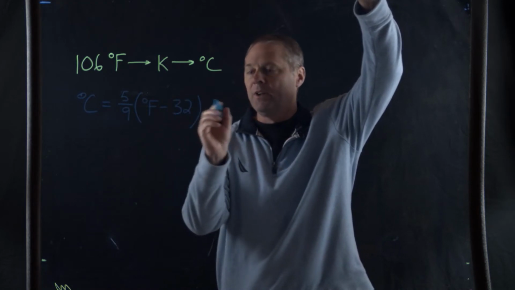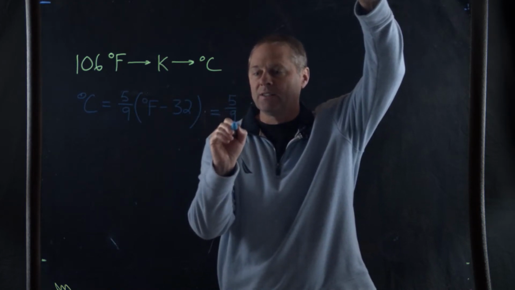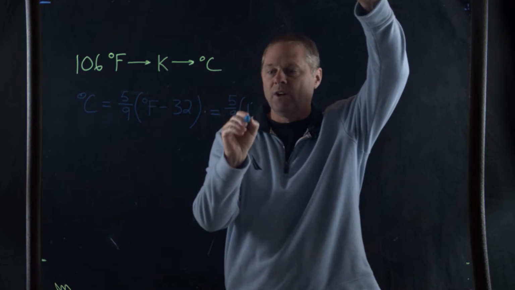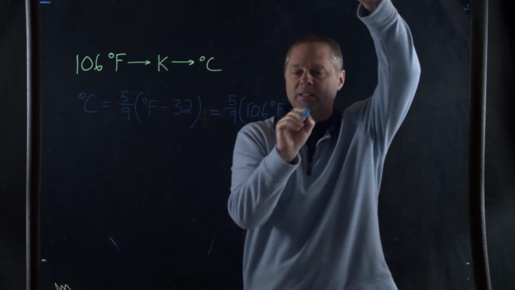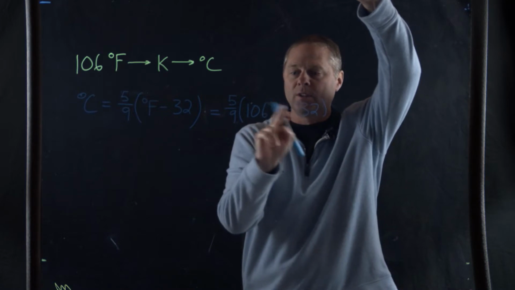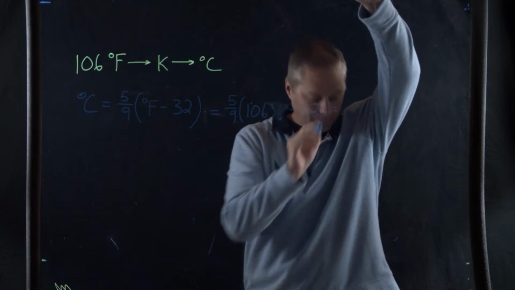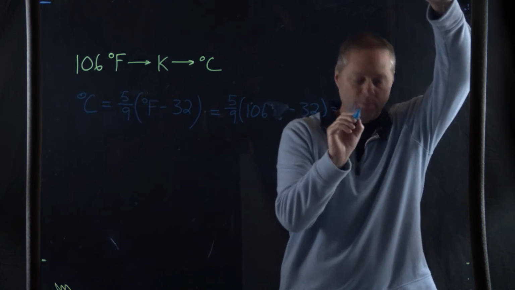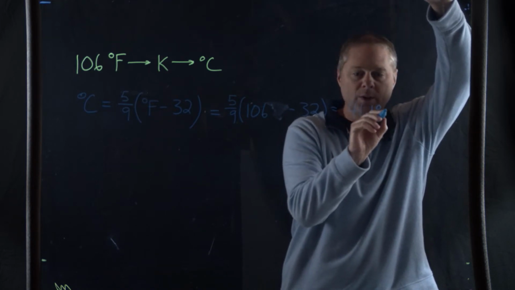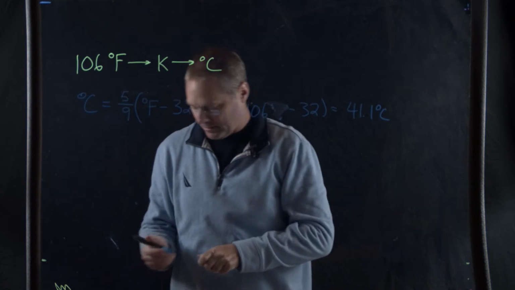And so if we plug our numbers into there, we get 5/9 times, this now is 106 because that's what's given to us, degrees Fahrenheit, minus 32. We can get rid of that degrees Fahrenheit. What that's going to give us is 41.1 degrees Celsius. All right.